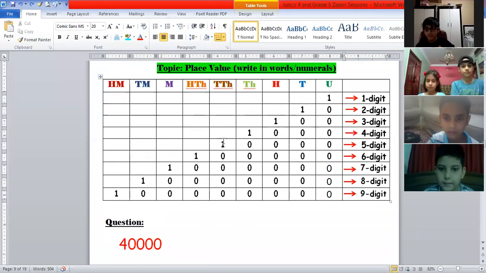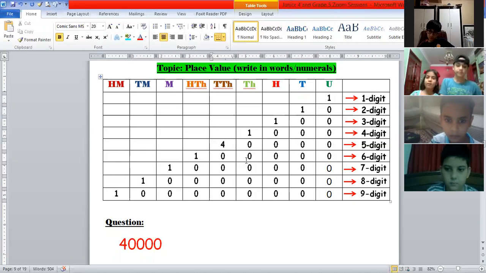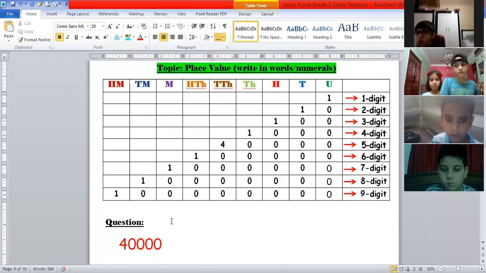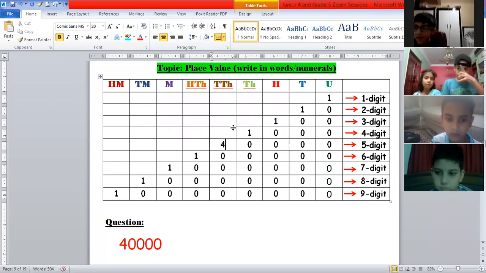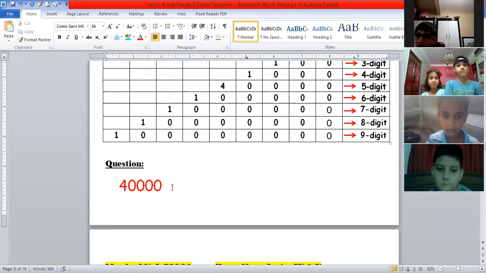So the number is 10,000. I'm writing this 4 here. So this question is 10,000. If the number is 1,000, with 4 digits, we'll write it 4,000. Isn't it? But we have 10,000, so we have to count in tens, like 10, 20, 40, 50. So for 10,000 we have to count it as 40,000.